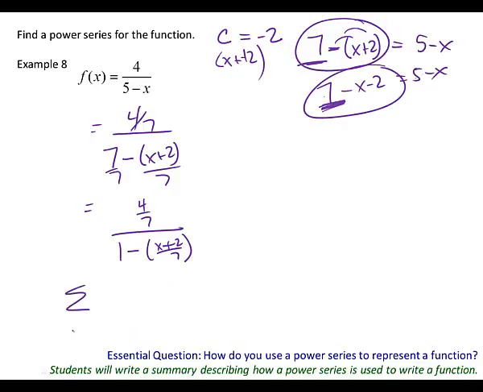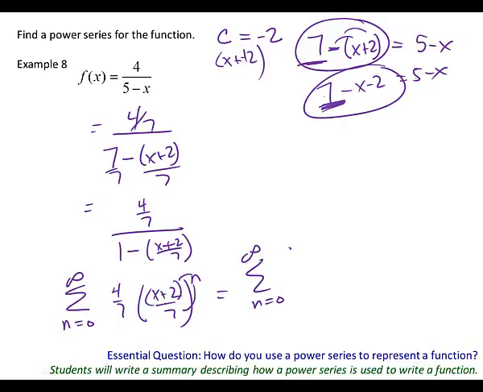Alright, my sum, so I'm writing my power series now, is n equals 0 to infinity. What's your a sub 1? 4/7, good. And then my r is this whole thing here, right? So x plus 2 over 7 to the n power. I need to distribute that n in. So n equals 0 to infinity of 4/7 x plus 2 to the n over 7 to the n.